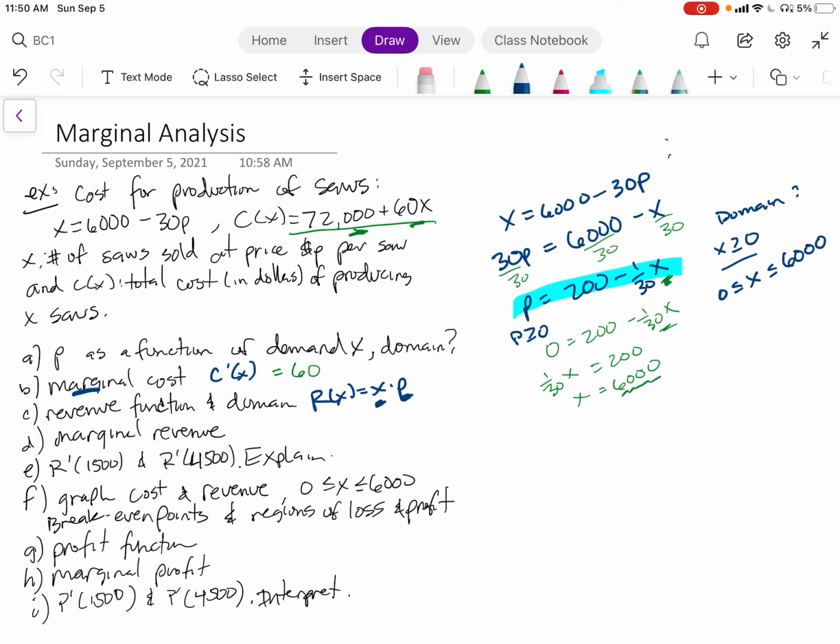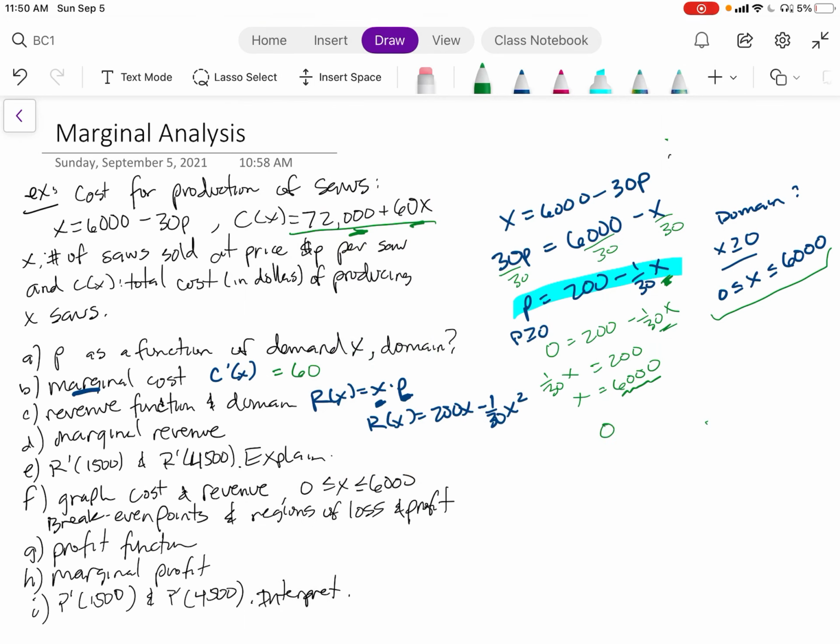So R of X equals 200X minus 1/30 X squared. Again, we just took P and multiplied by X. And what is that domain? Well, I know it has to stick within the original 0 to 6,000 because that was the original domain. Revenue can't be negative, so we could set this equal to 0 and see what happens. Let's go and give that a try.